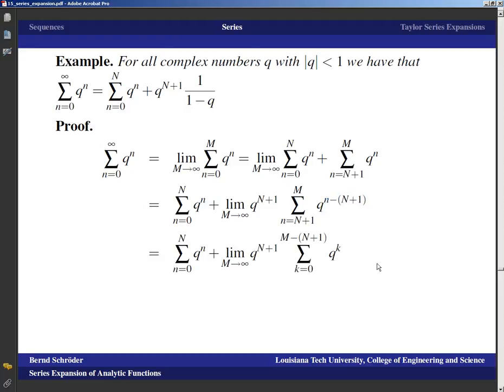Now I just shift the indices, so this is still the sum n equals 0 to capital N of q to the n, still the limit, still the q to the n plus 1. But now if I set k equal to n minus capital N plus 1, then k starts at 0, ends at capital M minus n plus 1, and we have q to the k as the exponent, and the limit of that as m goes to infinity. Well, this thing here still goes to 1 over 1 minus q. And first of all, because n goes to infinity, m minus n plus 1 goes to infinity, so we get the infinity up here. And that's then the sum of the q to the n plus q to the n plus 1, 1 over 1 minus q.